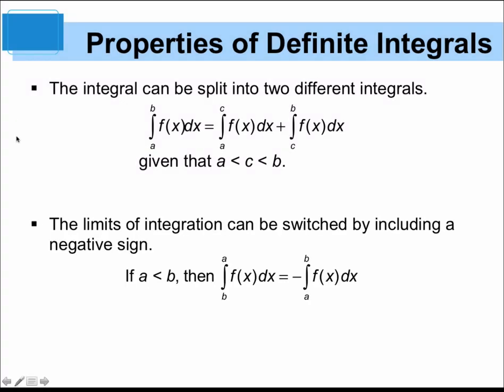And then this fixes the problem I talked about. A should be smaller than B. If it's not, you just flip them. If you flip them, however, you've got to be sure to put that minus sign in front of it.